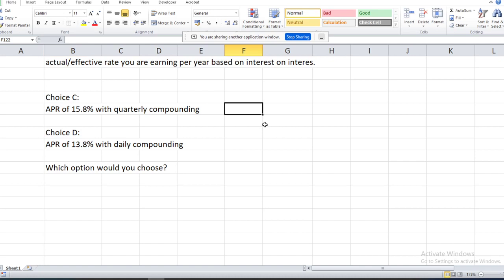And the Excel formula here is equals EFFECT, very easy. Equals EFFECT, open the brackets, and what do we see? The nominal rate. For Excel, the nominal rate is the APR. That's what Excel calls the APR, APY, APR in Excel is called nominal rate. Okay, so that's just 0.158, comma, and NPERY.